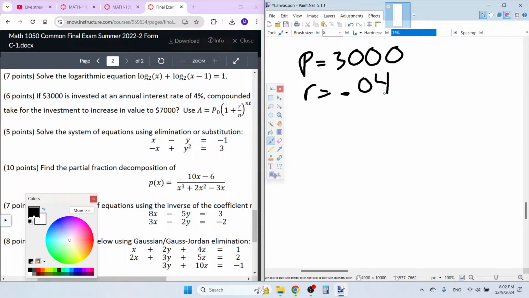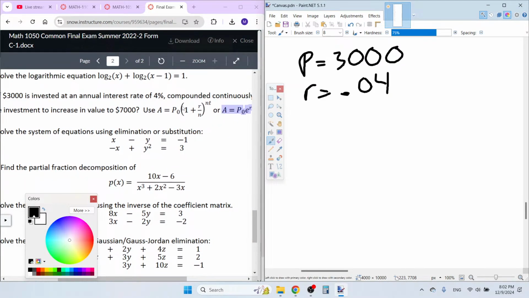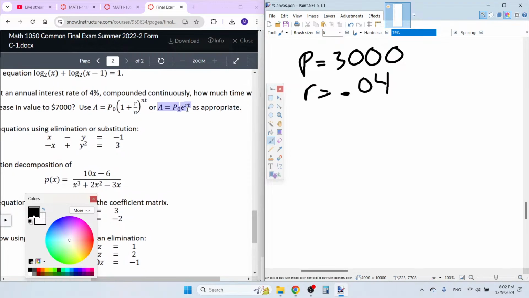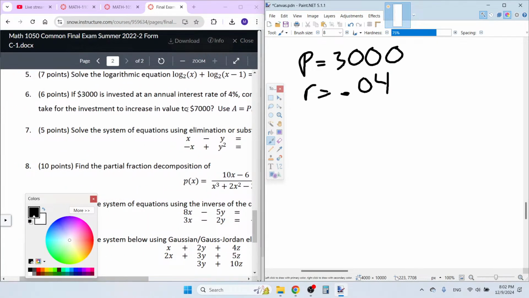Compounded continuously means that we don't have an n value. That's a discrete thing only. How much time will it take for the investment to increase in value to 7,000? So we want the balance on the account. I don't know why balance is A, but it is. Maybe A for account. But we want to know when the balance is equal to 7,000.